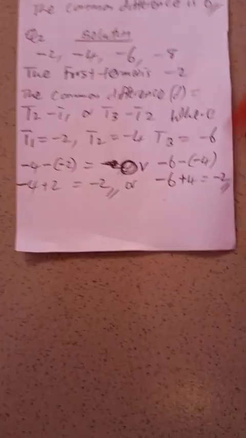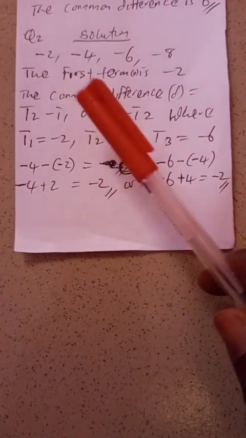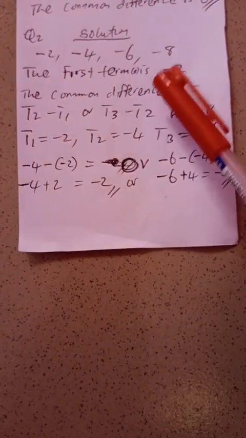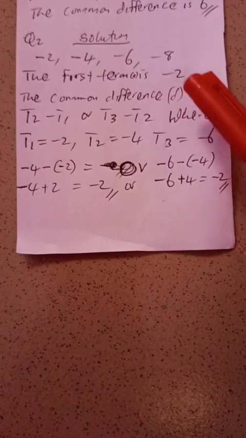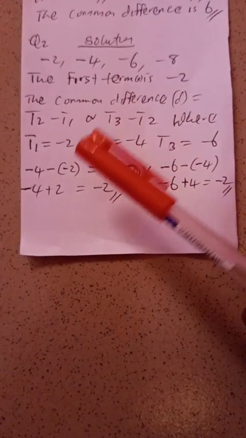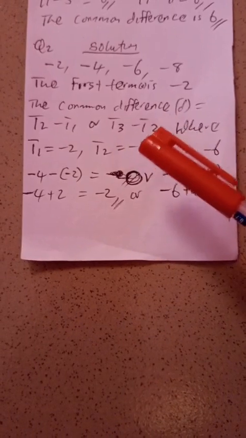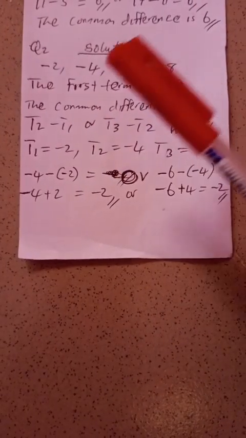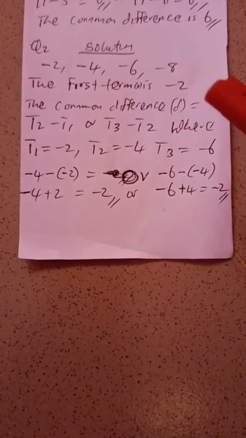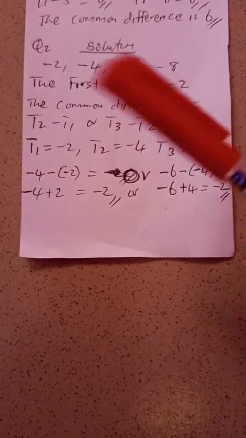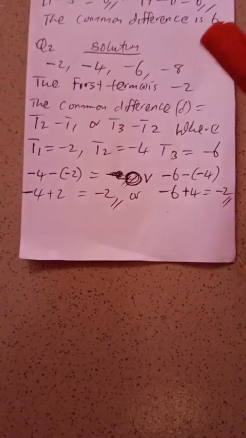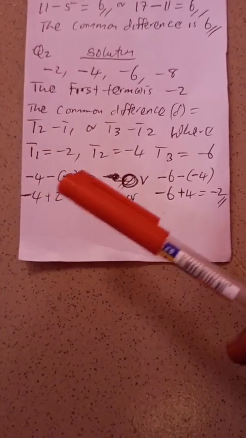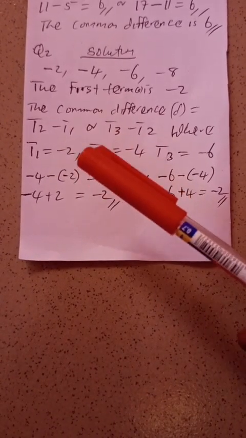Now let's look at the second question, which is the case where we have minus 2, minus 4, minus 6, minus 8. The first term A is minus 2, while the common difference D is equal to T2 minus T1, or T3 minus T2, where T1 is minus 2, T2 is minus 4, and T3 is minus 6. The reason why I decided to bring this minus is because anything that has to do with minus used to disturb students a lot. So now, following this, our T2 is minus 4, we are going to say minus 4 minus, because our T1 is already minus 2.